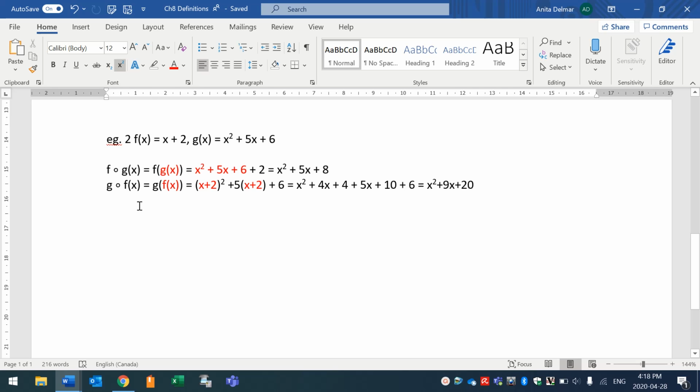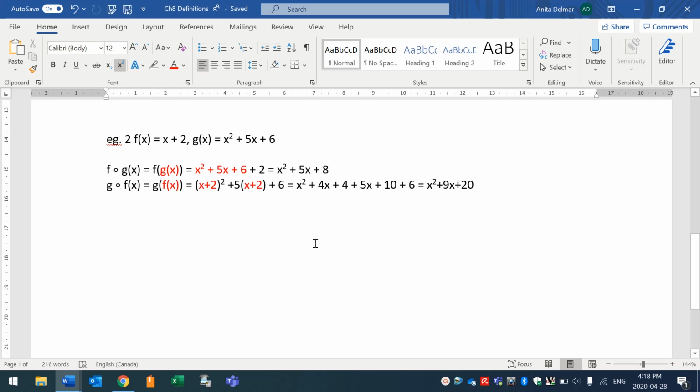Now the other way around, g composite f of x. In this case, we want g at f of x. We need to take the function f of x, the red one, substitute it into g of x, the black one in this case, wherever there's an x. There are multiple x's. There are 2 x's in g of x, so you're going to be substituting f of x in twice. So it becomes x plus 2 all squared plus 5 times x plus 2 plus 6. Simplify, and our final answer is x squared plus 9x plus 20.